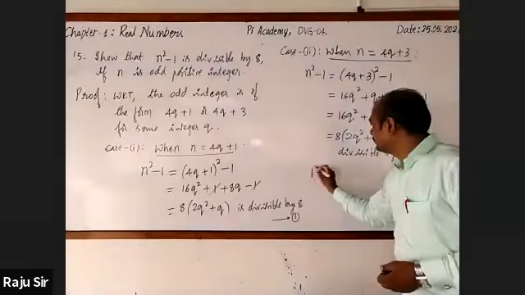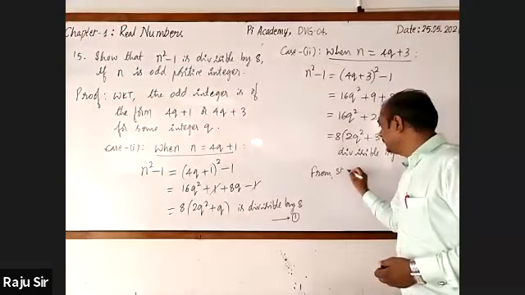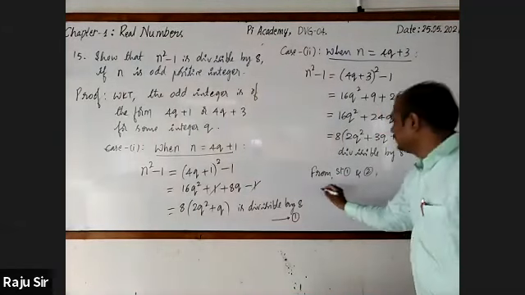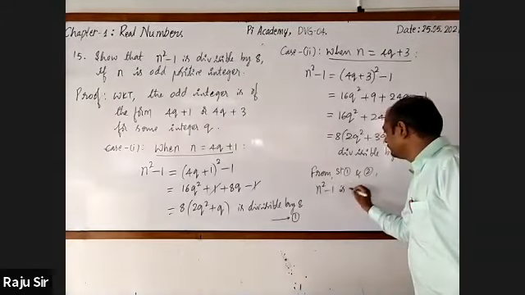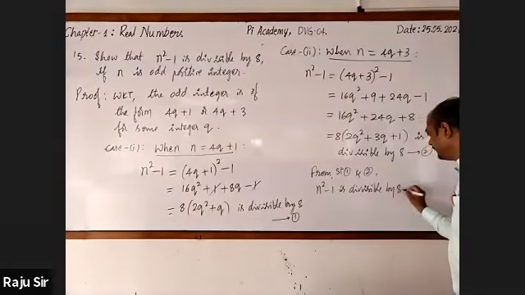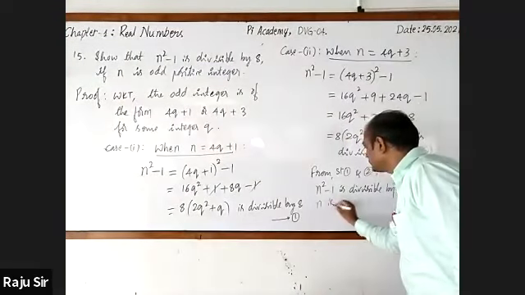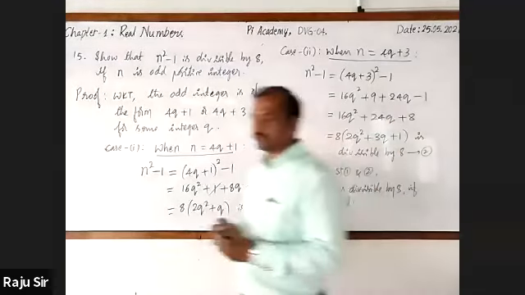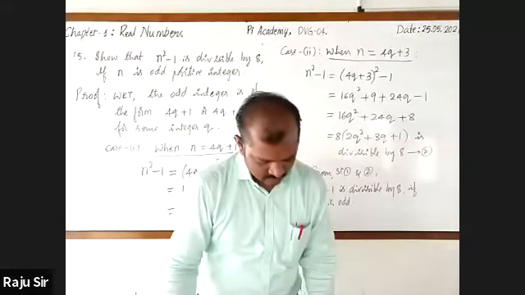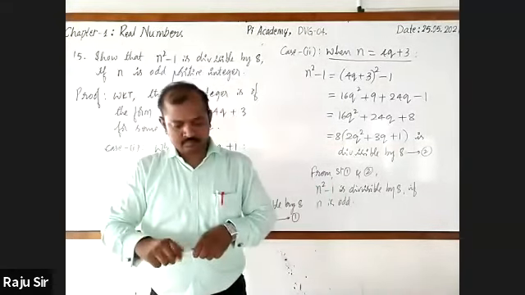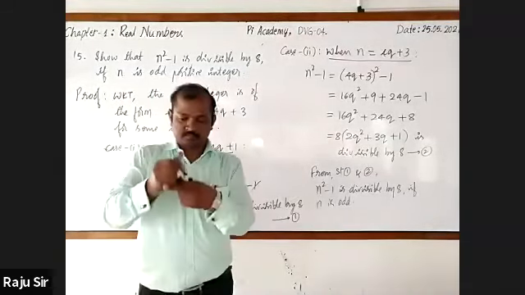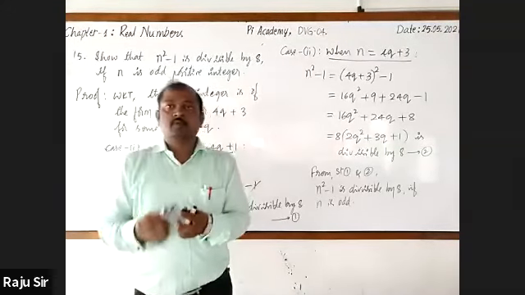Now you write from statement 1 and 2, we can say that n square minus 1 is divisible by 8 if n is odd, that is, odd positive integer. Hope that you have understood.